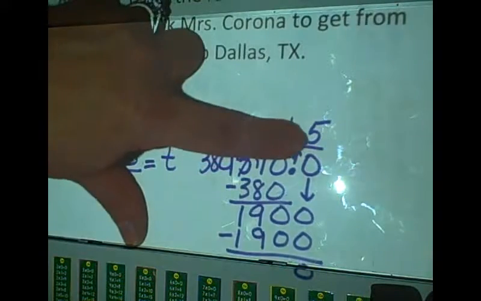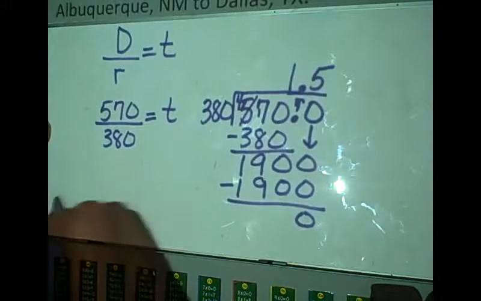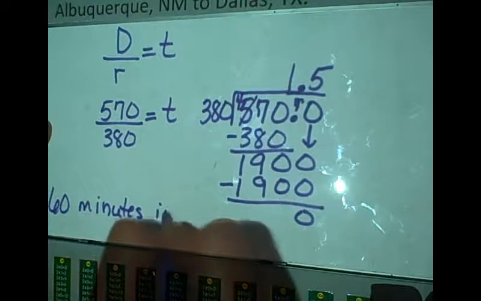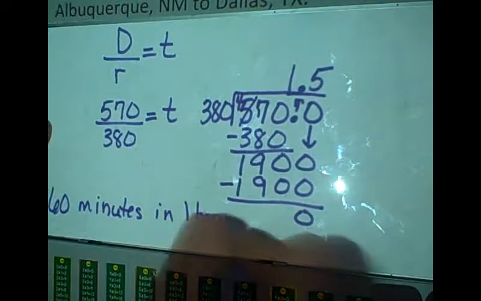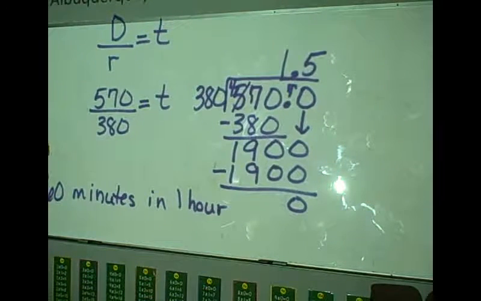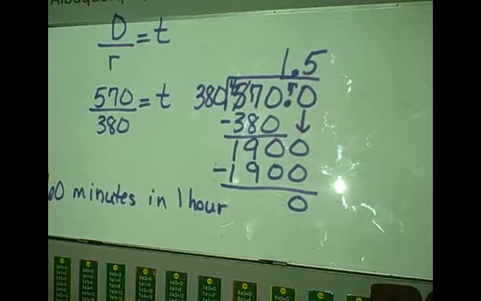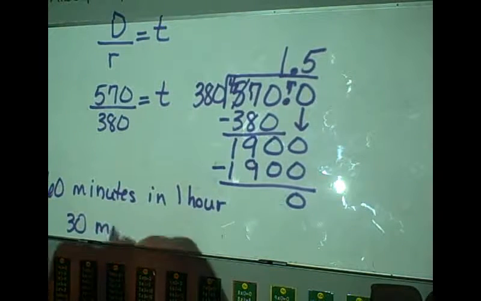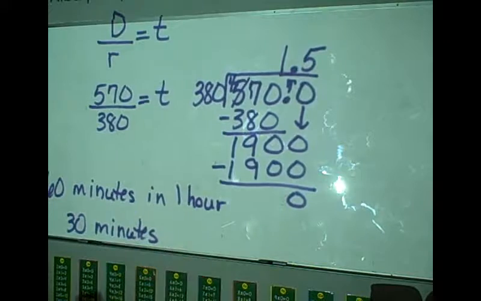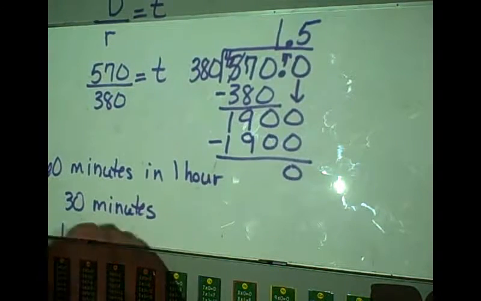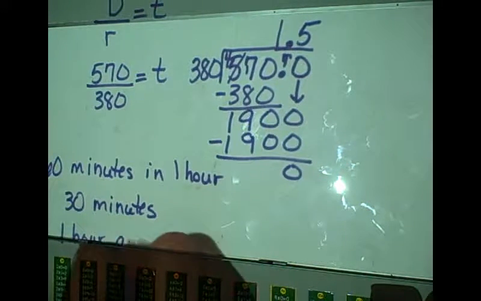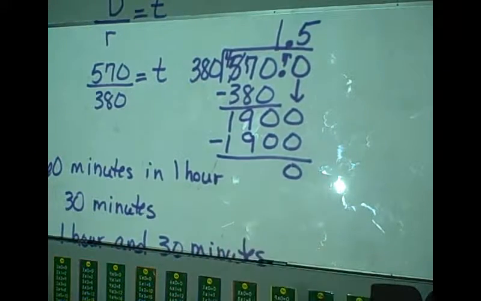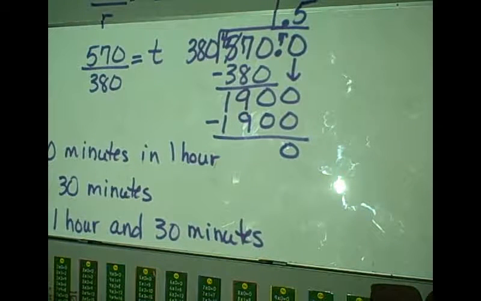Well, I know that there are 60 minutes in 1 hour. So if I traveled 0.5 hours, I know that half of 60 is 30 minutes. So I traveled 1 hour and 30 minutes in the airplane from Albuquerque to Dallas.